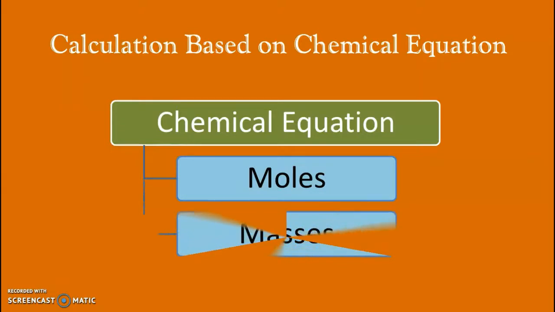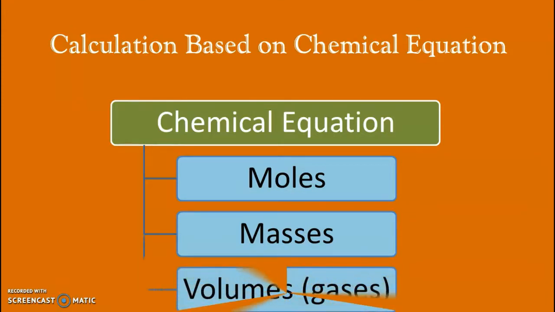It also gives us information about the masses of the different reactants and different products. And if the reactants or the products are gases, then it also tells us about the volumes of the gases. Because we know that these three quantities are interrelated. When we say 1 mole, its mass is equal to its molar mass. And when we say 1 mole, its volume is always 22.4 liter at STP.